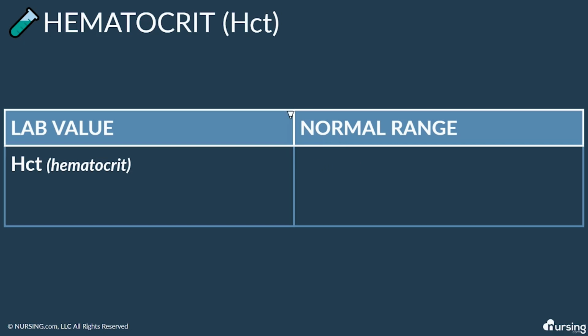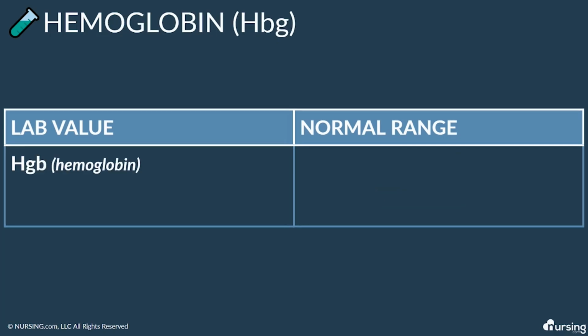For hematocrit, we look at a male value and a female value. For males, the value that we want is 41 to 50, and for females, it's 36 to 44. All right, you got that one written down? Now we're going to go into hemoglobin. Hemoglobin as well, we have a male value and we have a female value. For males, the value that we want is 13.5 to 16.5. And for females, we want it 12 to 15.